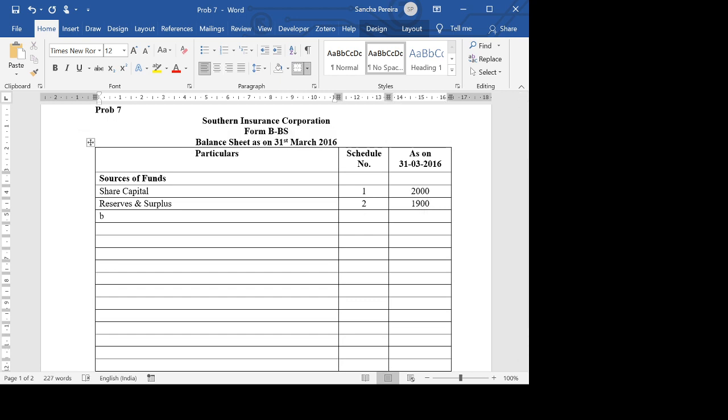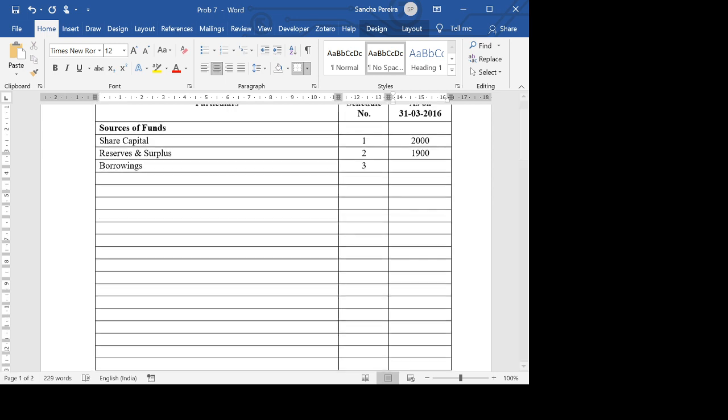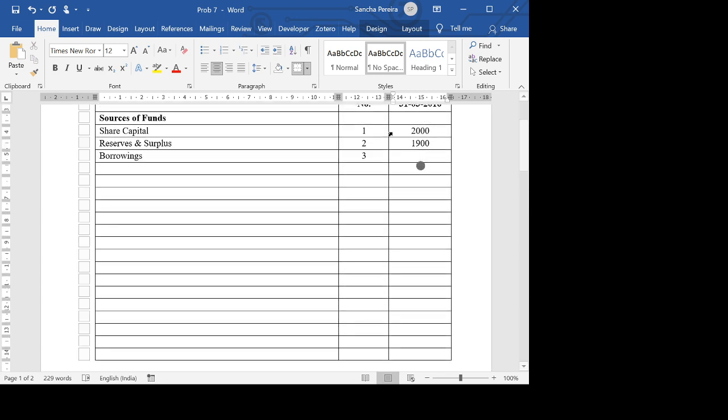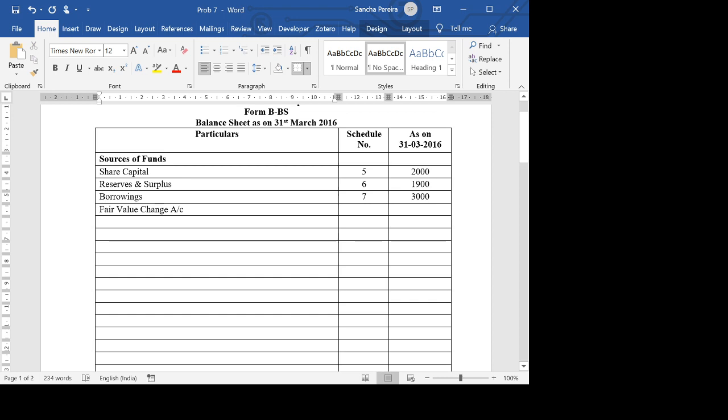And then we have borrowings, which is 3. And the borrowings, I think, are 3000. Sorry, I've got the schedules all wrong, it's 5, 6, and 7. Borrowings are 3000. Now, besides this, we also have something called the fair value change account. Okay. Now, I want you to answer certain questions.